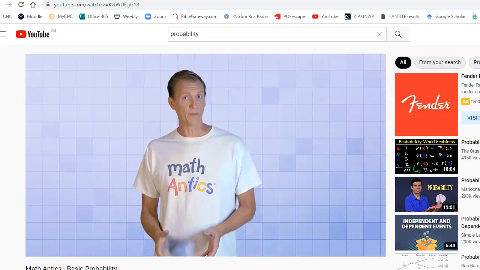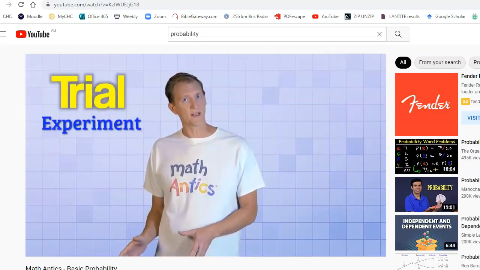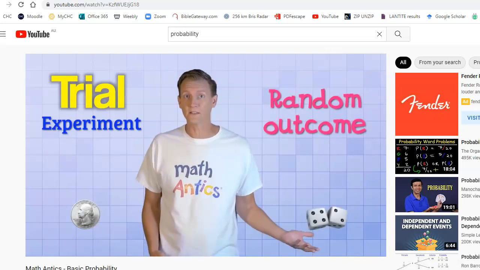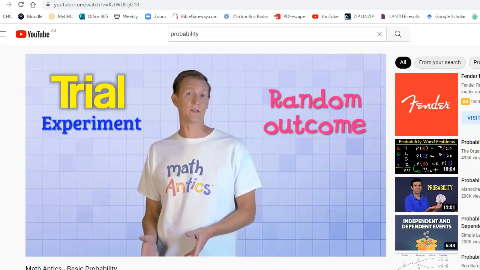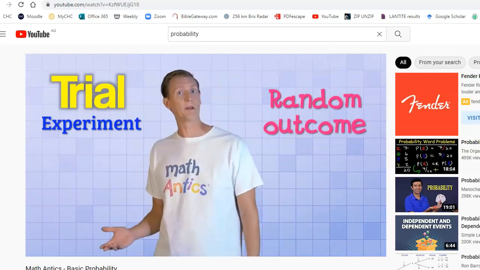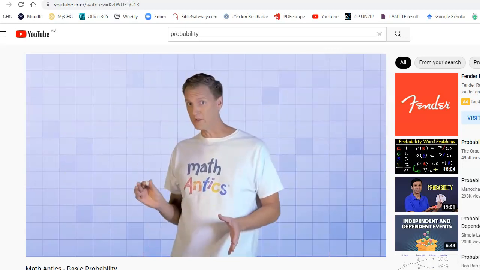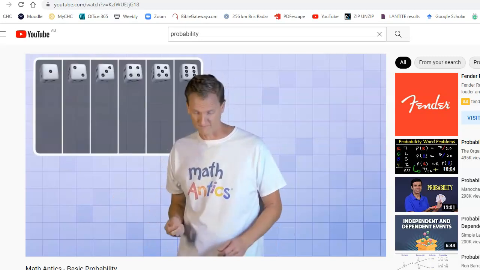Actually, in dealing with probability, a trial, which can also be called an experiment, is a process that has a random outcome, like tossing a coin, or rolling dice, or spinning a spinner. And the outcome of a trial is what happens in that particular trial, like flipping heads, or rolling a 3. So I'm going to conduct several trials by rolling a die multiple times and keeping track of how many times I roll each number.